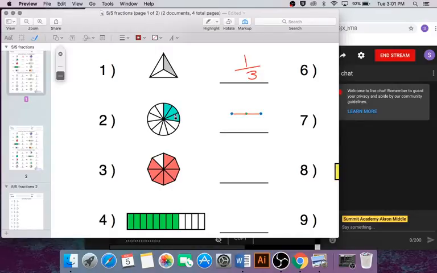Number 2, we have 1, 2, 3, 4, 5, 6, 7, 8, 9, 10, 11 parts in the whole. So our denominator is going to be 11. And then out of those 11 parts, we have 1, 2, 3 shaded in. So our numerator is going to be 3.